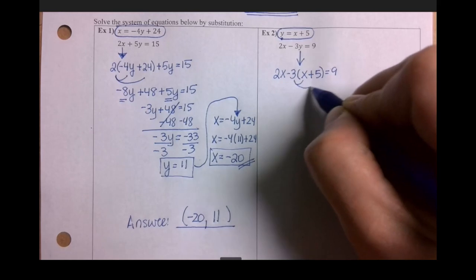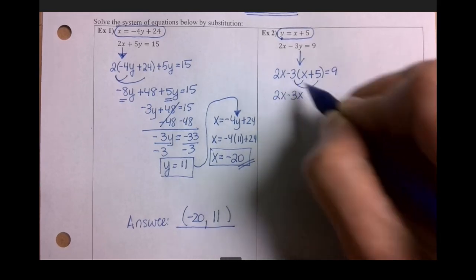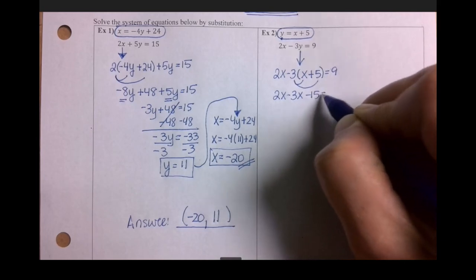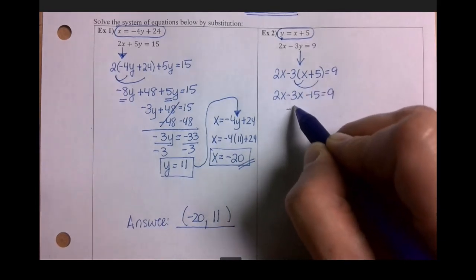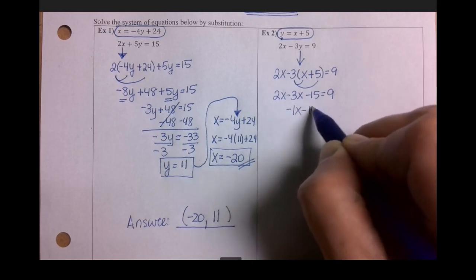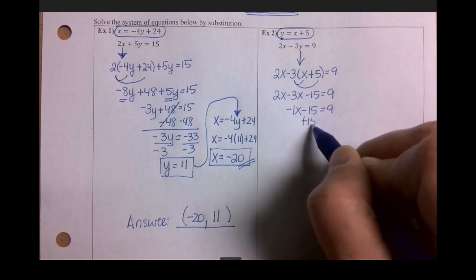Then I just solve the equation, so this would be 2x minus 3x minus 15 equals 9. 2 minus 3 is negative 1x minus 15 equals 9. Now I'm going to cancel the 15.